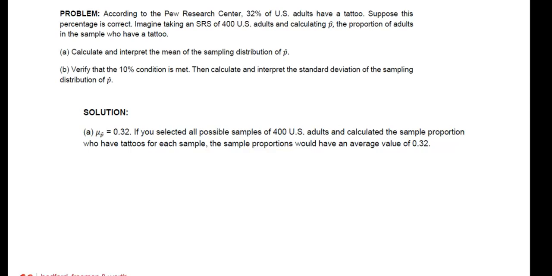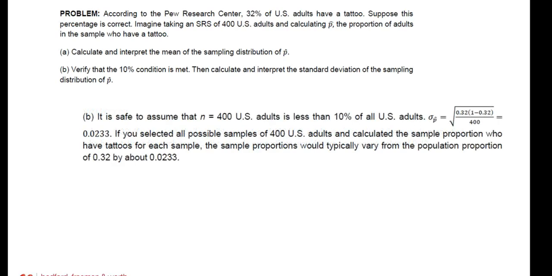Verify the 10% condition is met. So the 10% condition is, 400 is less than 10% of all adults. Yeah, all adults. So I'm pretty sure that 400 is less than 10% of all U.S. adults. So that does pass the condition. Calculate and interpret. So we have to plug into the formula there. So it's just the square root of 0.32 times 0.68 all over 400, all that square rooted.